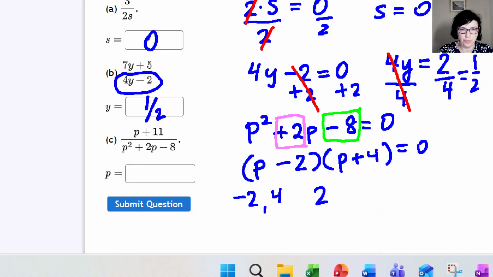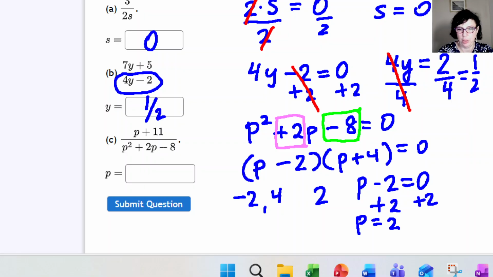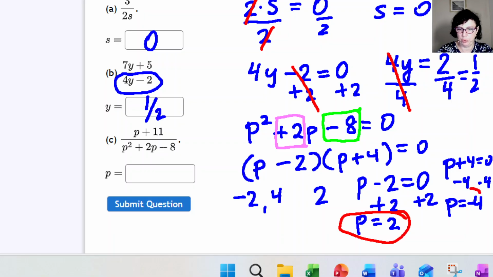We say either the first factor is 0 or the second. If I set p minus 2 equals 0, by adding 2 to both sides, I will just get p equals 2. If I set p plus 4 equals 0, then by subtracting 4 from both sides, I get p equals -4. All right, so we've got p equal 2 and p equal -4. And then over here, we would just type 2, -4, and we'll be done.